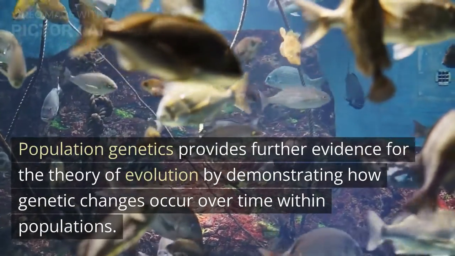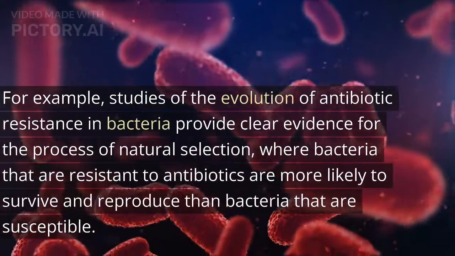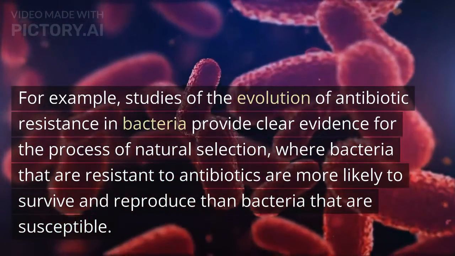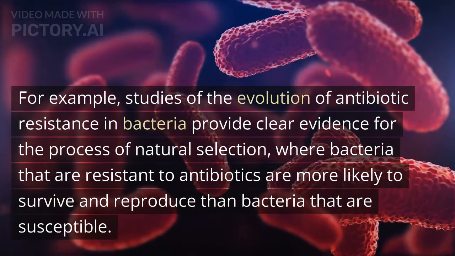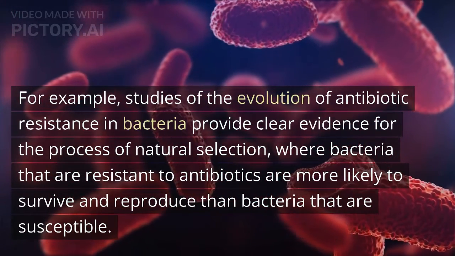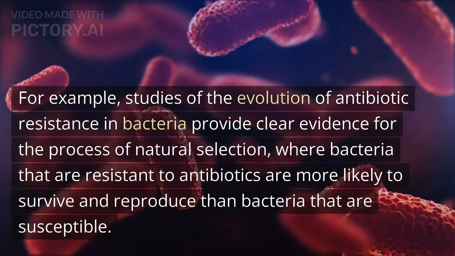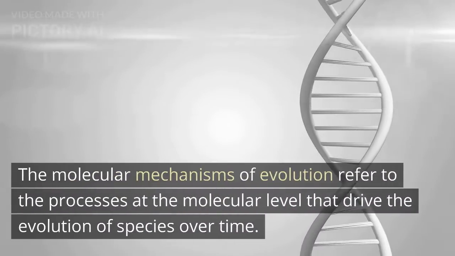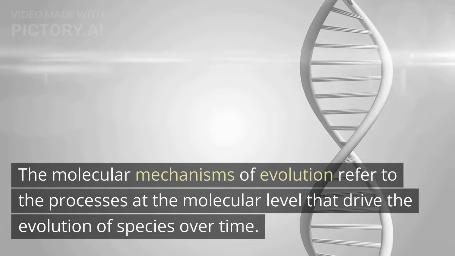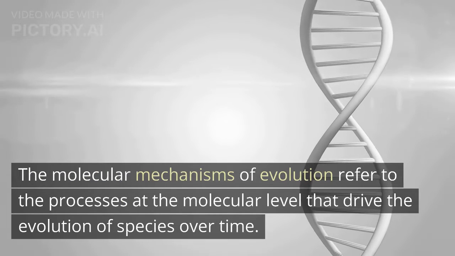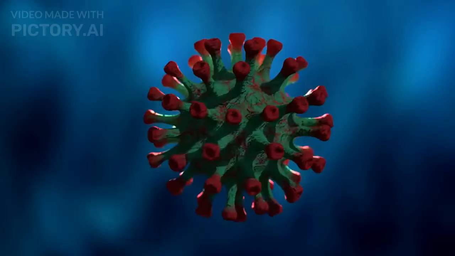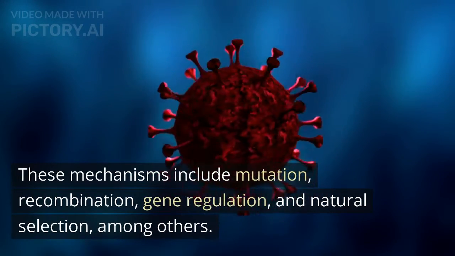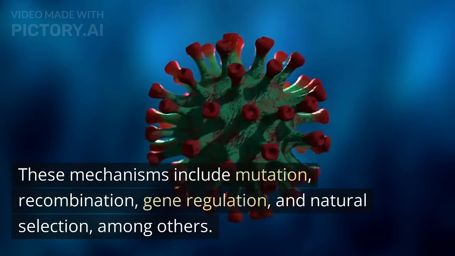Population genetics provides further evidence for the theory of evolution by demonstrating how genetic changes occur over time within populations. For example, studies of the evolution of antibiotic resistance in bacteria provide clear evidence for the process of natural selection, where bacteria that are resistant to antibiotics are more likely to survive and reproduce than bacteria that are susceptible. The molecular mechanisms of evolution refer to the processes at the molecular level that drive the evolution of species over time. These mechanisms include mutation, recombination, gene regulation, and natural selection, among others.